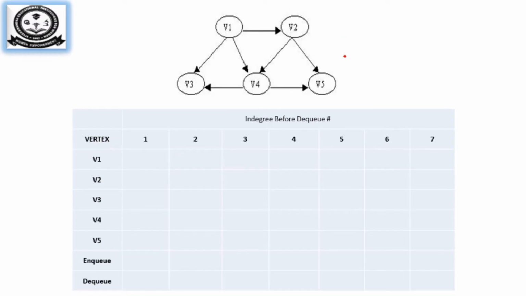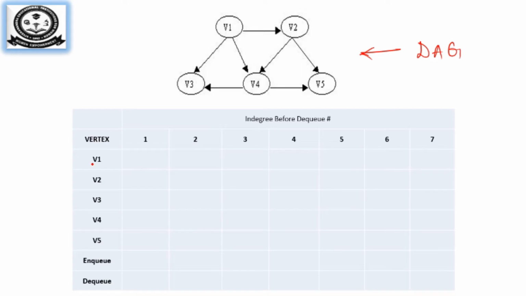So we are going to find the topological sorting for the given graph. First we have to check whether this graph is a directed acyclic graph or not. So check from each vertex whether you can reach the same vertex through any other vertex. From V1, can I reach V1 through V2? I cannot reach V1. Similarly for all the vertices, there is no cycle formation. So the first step is to calculate the in degrees for each vertex.